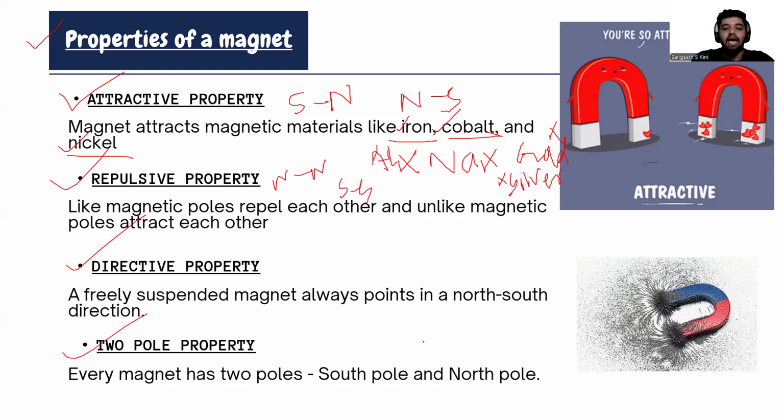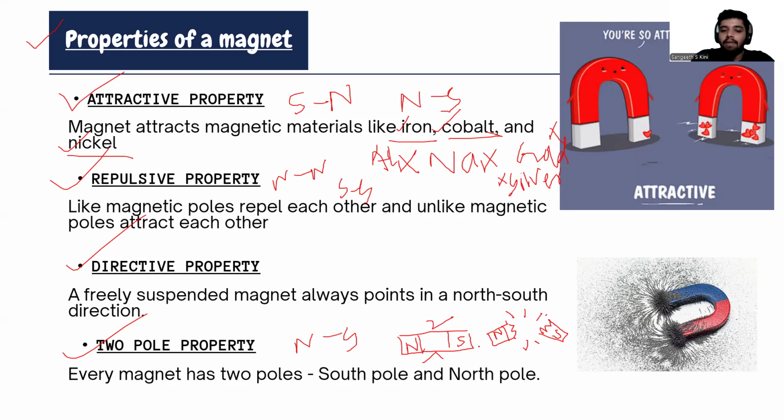Next one is the two-pole property. Every magnet has a north and south pole. An example for this: if you have a bar magnet, meaning a rectangular shaped magnet, this is the north pole and this is the south pole. If you break this into two pieces, what happens? The north pole becomes separated out like this, and the south pole becomes separated out into this.